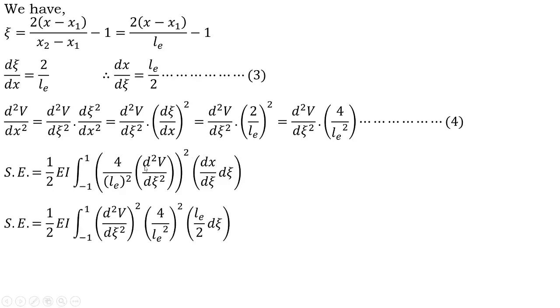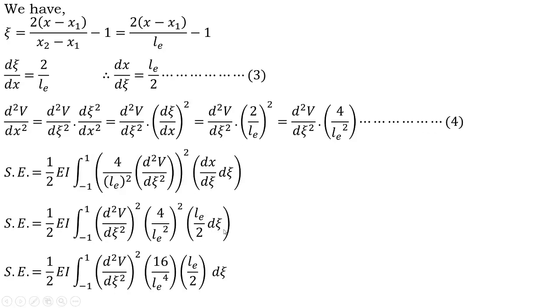So in the next I'll apply this square to both the terms here. So it is (4/le²) whole square and (d²v/dζ²) whole square, and dx/dζ I know the value of that from equation number 3, which is le/2. Therefore I'll substitute that value as le/2 into this dζ. Now the strain energy equation is equal to the same thing, 1/2 EI integration -1 to +1, this term (d²v/dζ²) whole square as it is. Then applying this square to both the terms here, it is 4 square 16, le square becomes le raised to 4, and this le/2 as it is, and it is dζ.